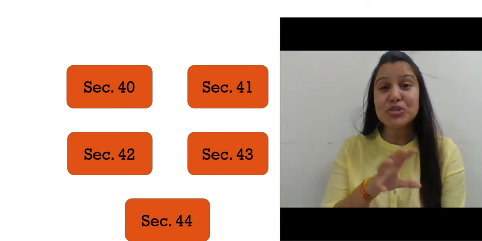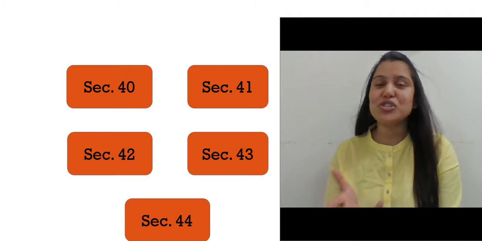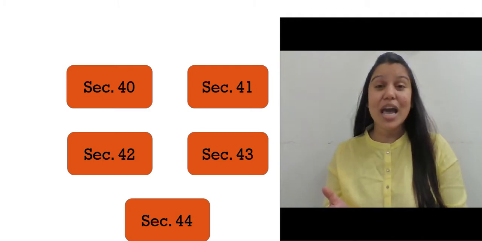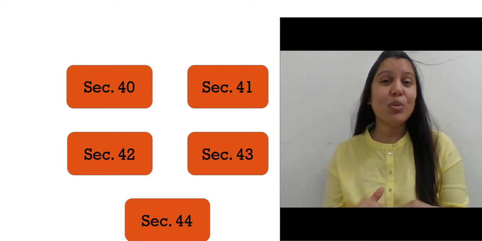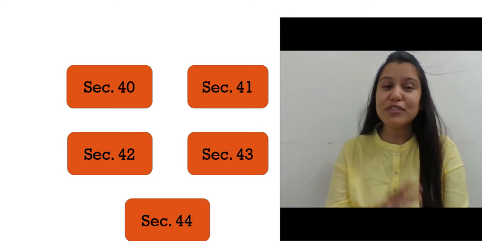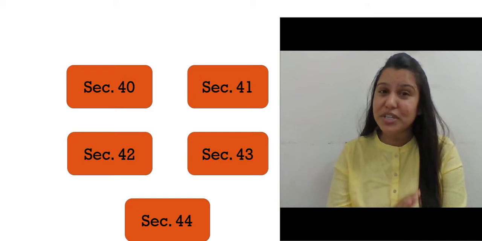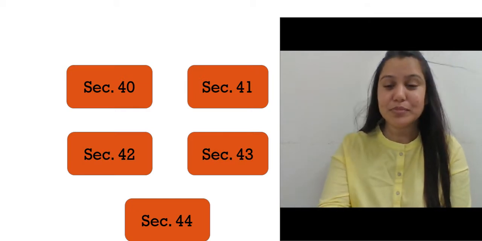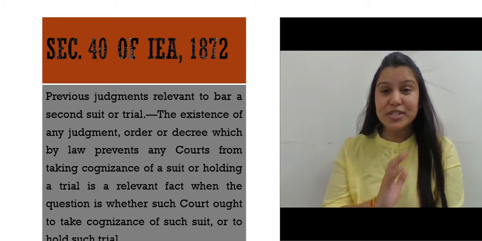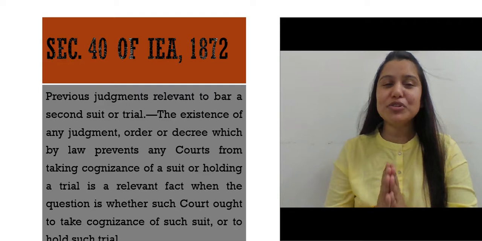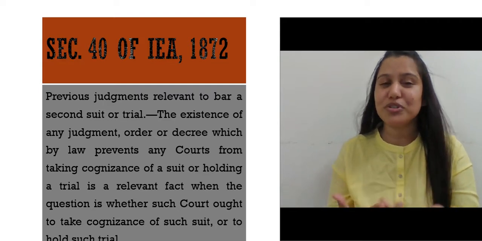So here we will be talking about relevancy of judgment: how a judgment becomes relevant in the present case, and once it becomes relevant, how you can produce the evidence regarding the same. Sections 40, 41, 42, 43 and 44 talk about the relevance of judgment. Now here we'll see section 40. Section 40 says: previous judgment relevant to bar a second suit or trial.